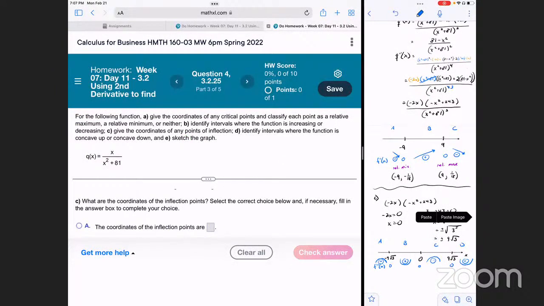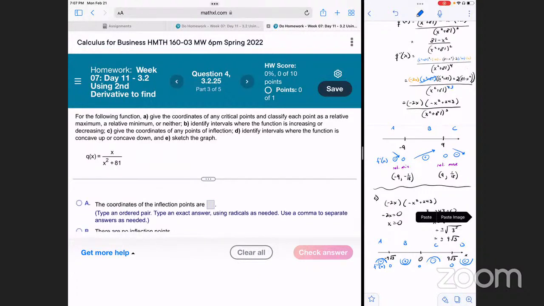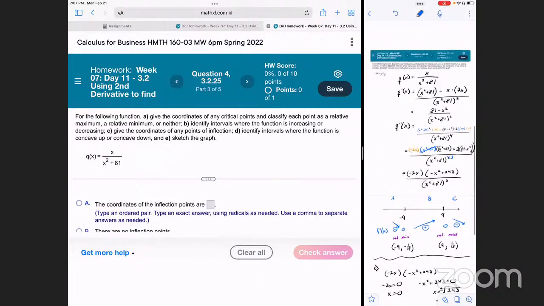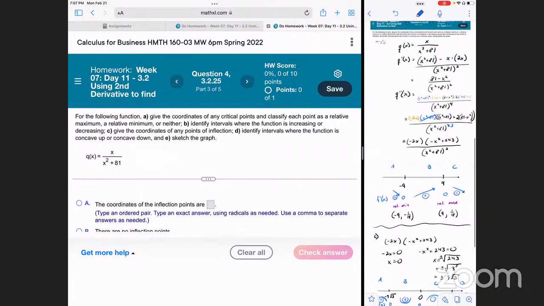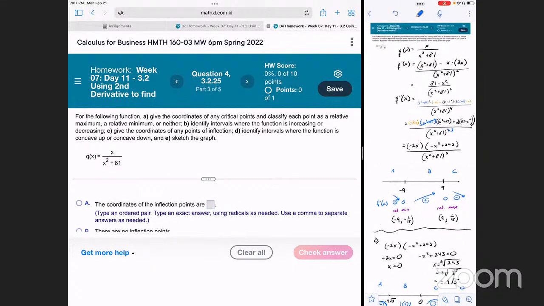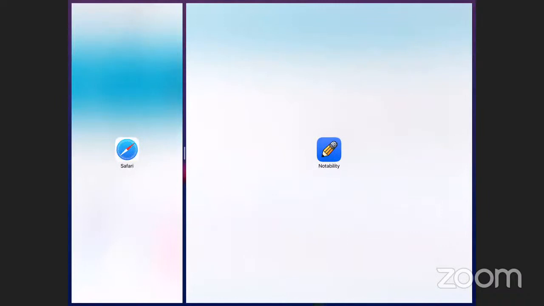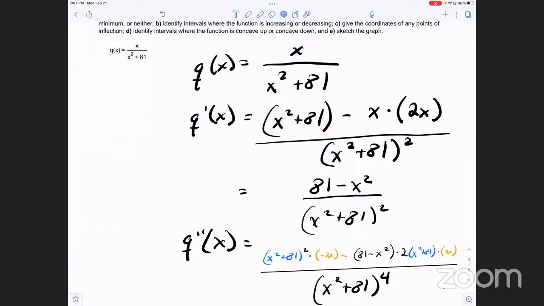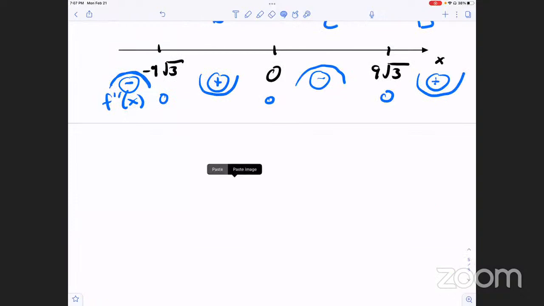Points of inflection. Okay. So the points of inflection occur where the graph goes from concave down to concave up or vice versa. It looks like we have 3 points of inflection. Let me think about this. Okay, we have the x's. We do need to find those corresponding y's. Type in ordered pairs, type in exact answer, use radicals as needed. So we plug into the original and find those corresponding y's. All right, let's just do that.